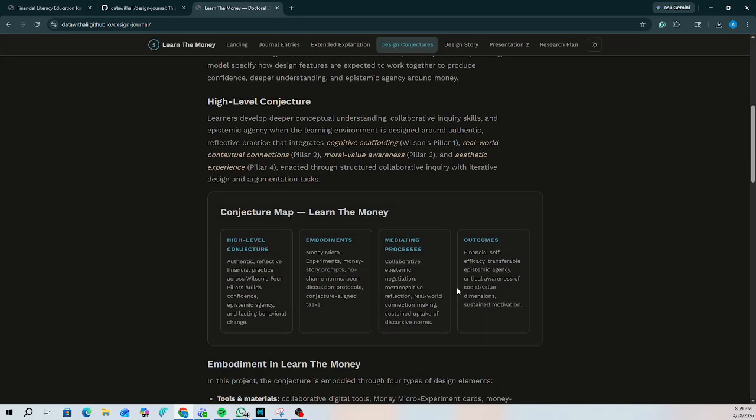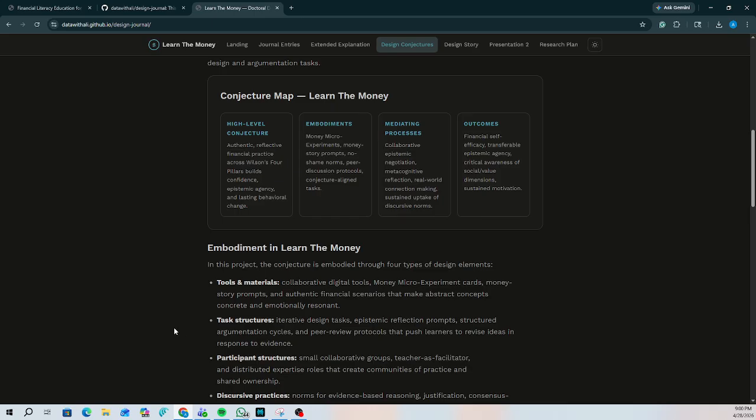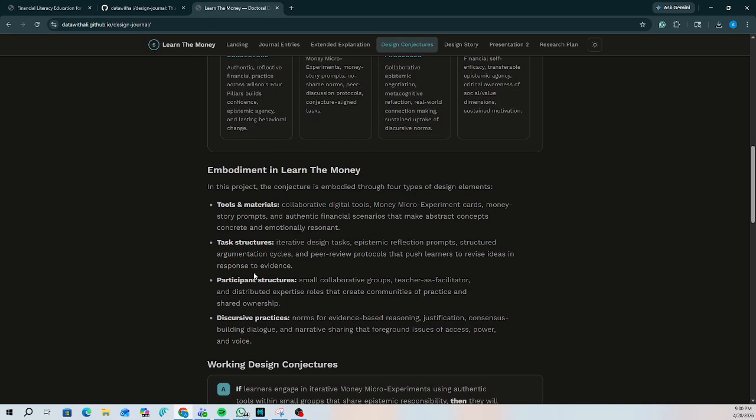Here we see the embodiments in the concrete tools and materials such as journal entries, prompt stories, and example scenarios. The task structure: how learners are engaged, for instance, through iterative reflection, small design experiments, and revisiting earlier entries with a more critical lens. And also we see the participant structure, the roles learners and teachers can take on, such as reflective designers of their own money learning rather than just consumers of advice.